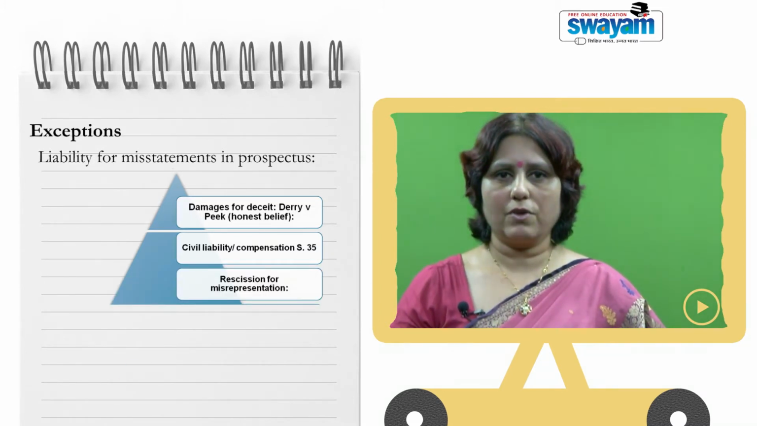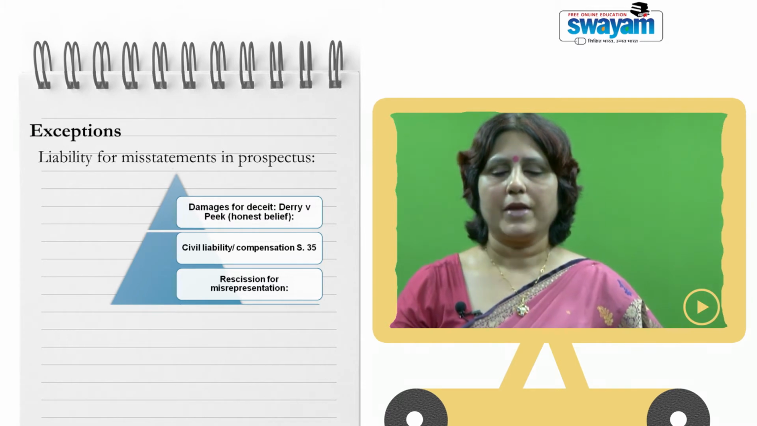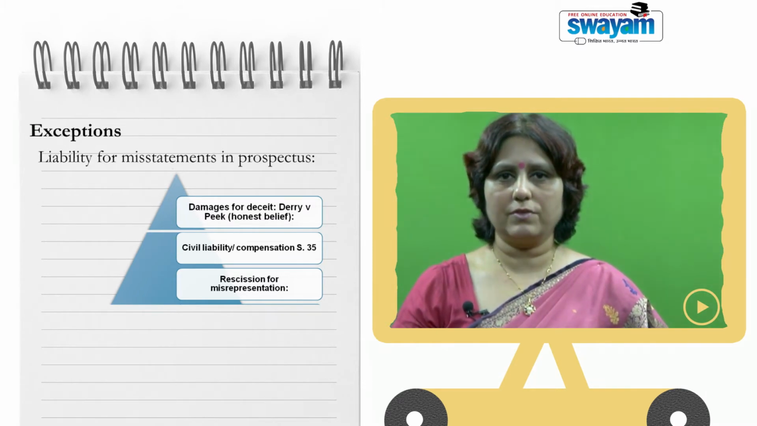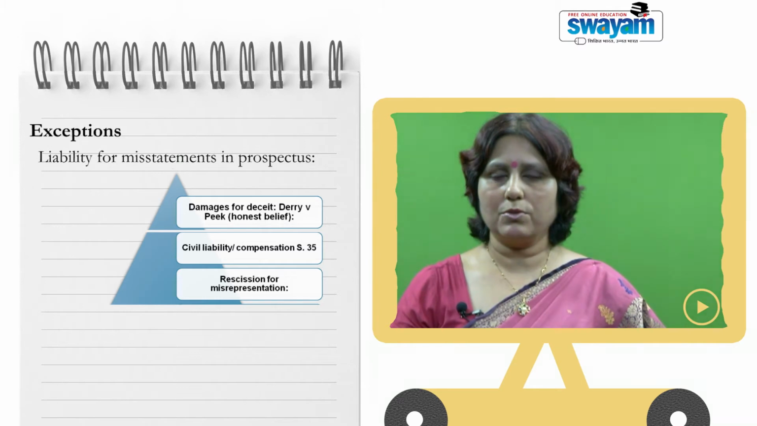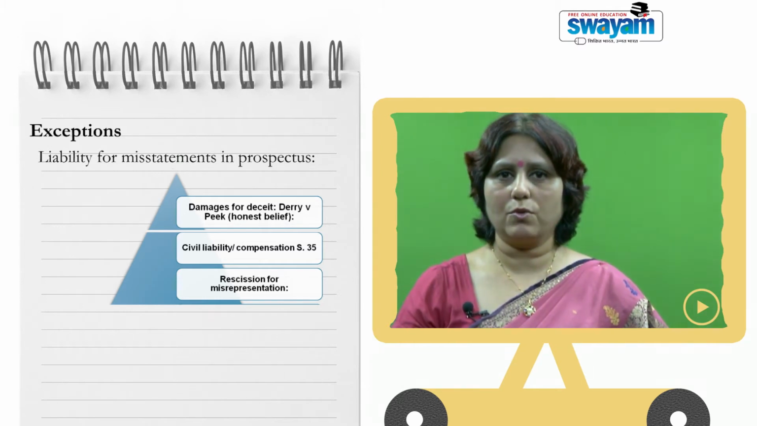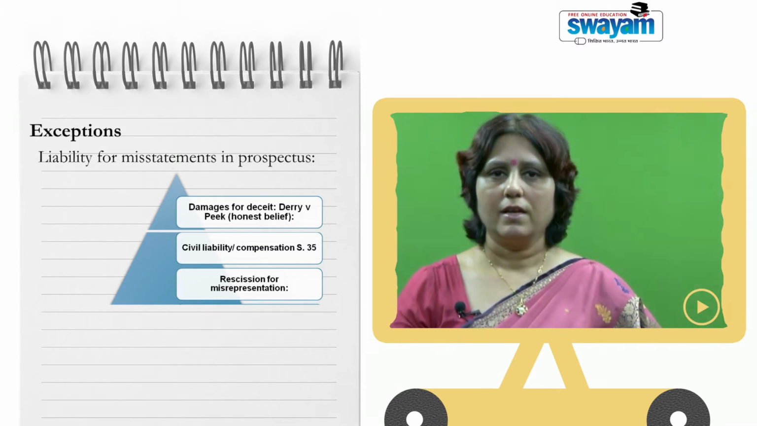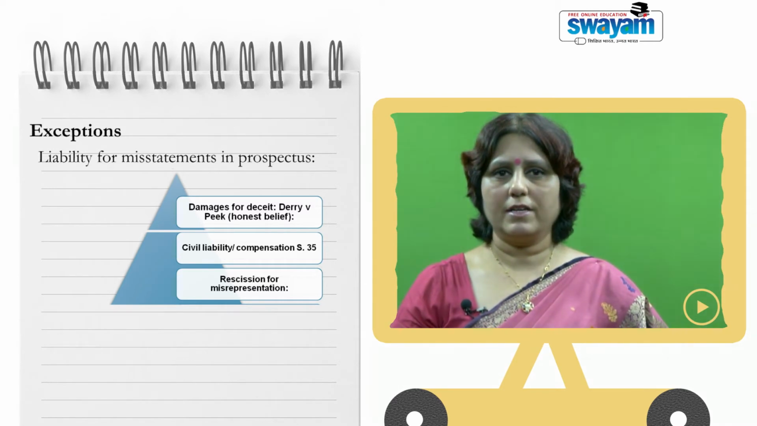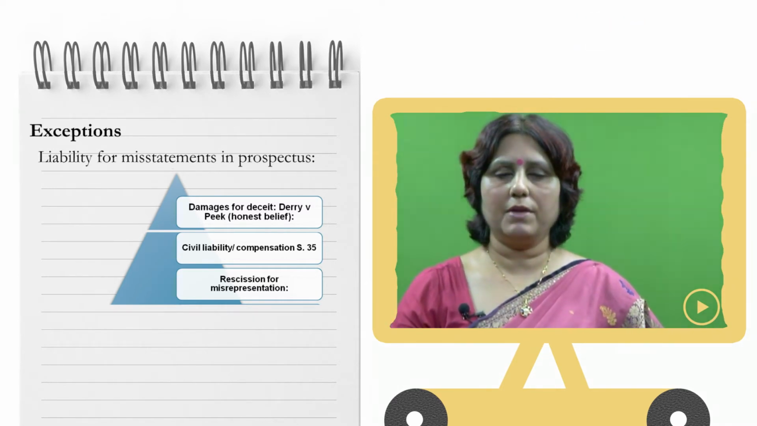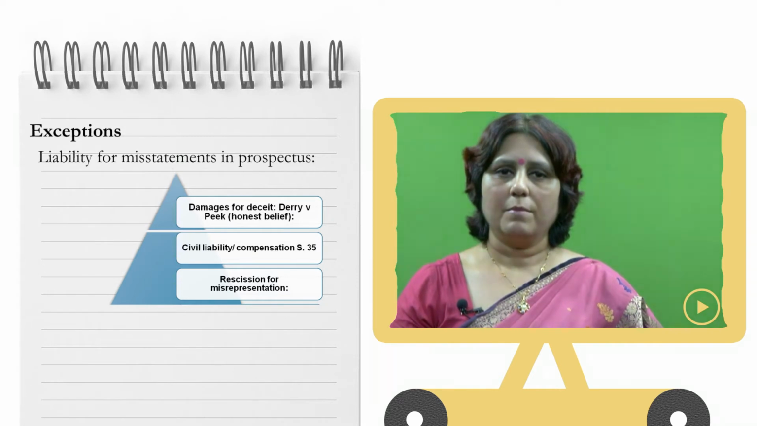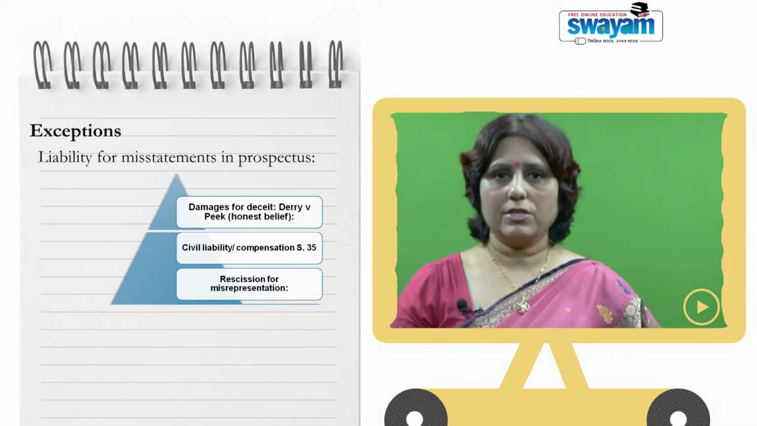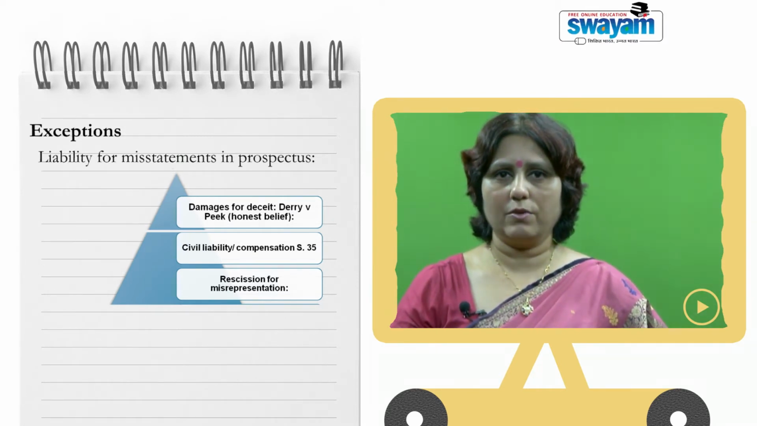Next is rescission for misrepresentation. This remedy lies in the hands of the shareholder. If he wants to take back his shares, he can apply to the court for cancellation of his contract of shares. He will return the share certificate to the company and the company will refund his money back to him. But obviously, there are certain precautions which have to be taken by the shareholder over here.